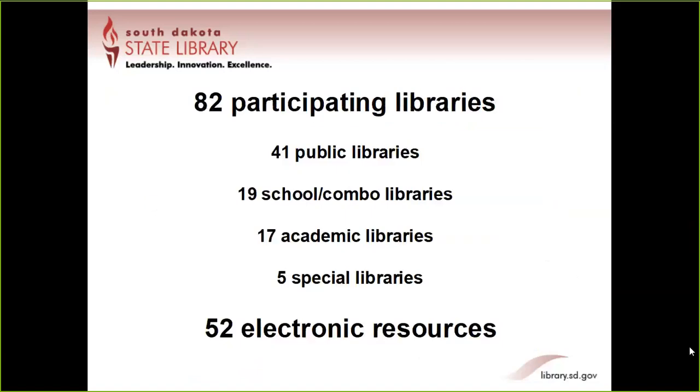This is the breakdown. Like I said, we do have 83 as of today. We got one additional academic library. So we still have the 41 publics, 19 school or school combo libraries, those are school and community public libraries, 18 academic libraries with the new one, and the 5 special libraries, including the state library. And we have access to all 52 of our electronic resources in Share It as well.